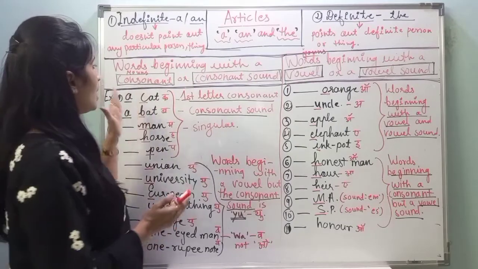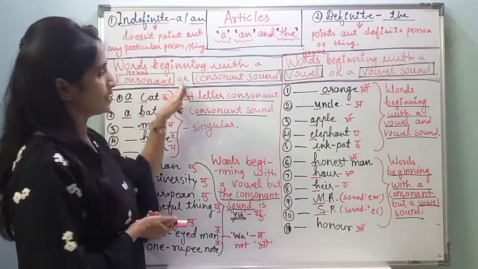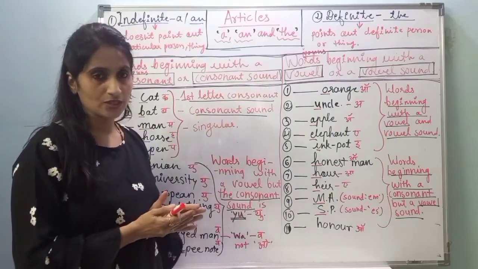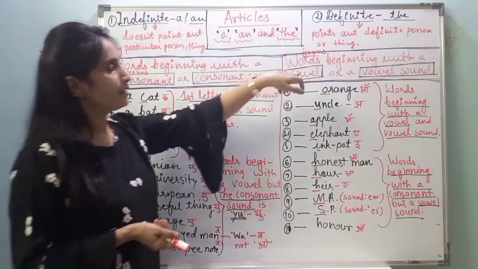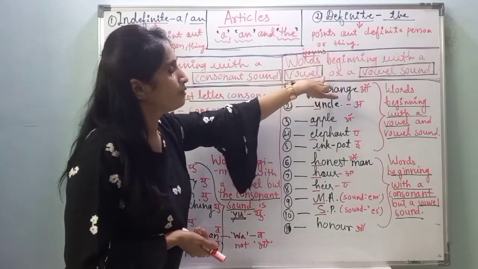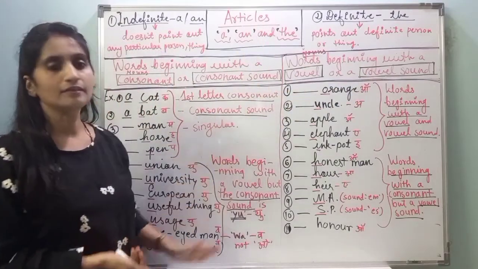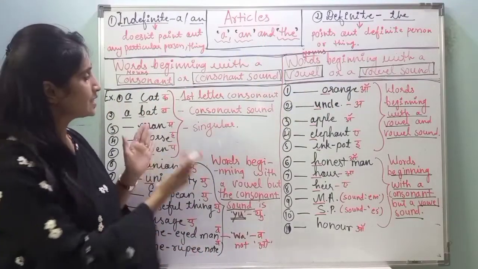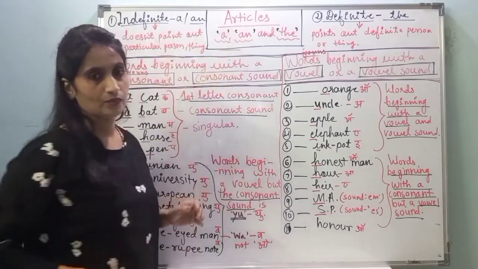Now see here, I have written some words beginning with a consonant or consonant sound. These are the nouns. Here are the nouns beginning with a vowel or vowel sound. Now let us study these words and let us study how to make use of a and an.